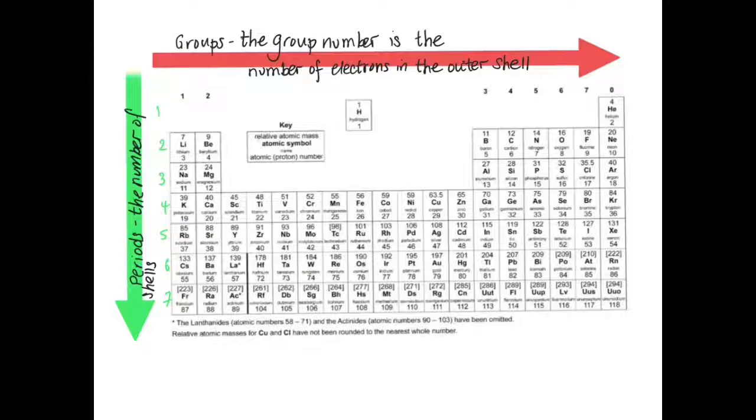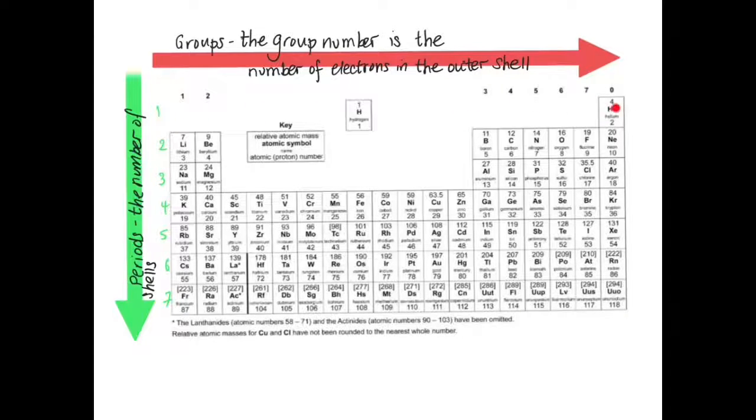The important thing is groups and periods. So the group number 1, 2, 3, 4, 5, 6, 7, that's usually written as 0 or 8 going across. The group number tells you the number of electrons that that element has in its outer shell. So all of these things here, lithium, sodium, potassium, rubidium, cesium, francium, have all got 1 electron in their outer shell. Everything in group 7, fluorine, chlorine, bromine, iodine, astatine, have all got 7 electrons in their outer shell.